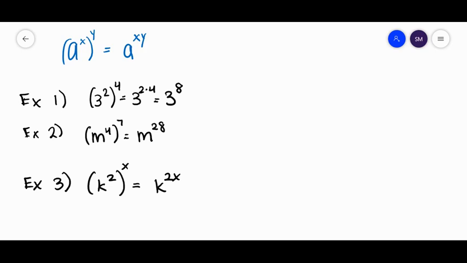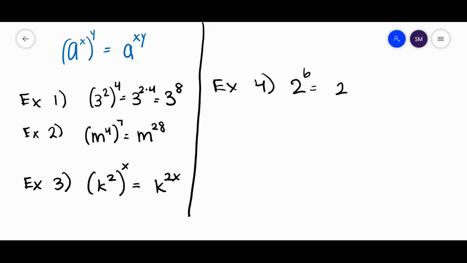And we can also apply the rule in the other direction. So for example, 2 to the 6th, I can rewrite as 2 to the 3rd squared, because 3 times 2 is 6. Then I know that this is 8 squared, which is 64. So using the power rule can help you manage numbers with big exponents in that way.